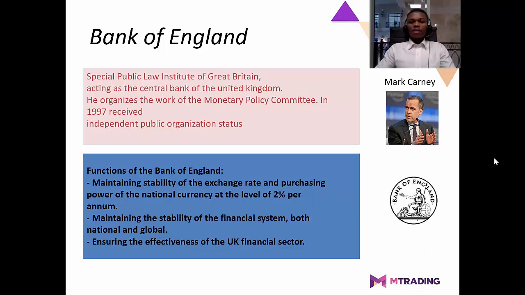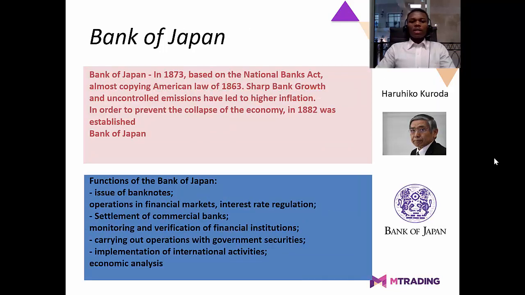Now, Mark Carney is the person who's heading this bank. So now, what happens in the markets where GBP is a part of the pair? It can be affected by information or results provided by this bank. The Bank of Japan is also one of the strong economic systems we have in the world. The Bank of Japan affects every pair that has JPY as a part of the pair.